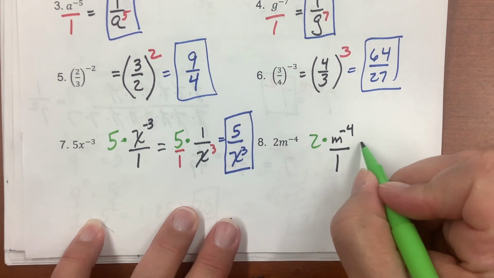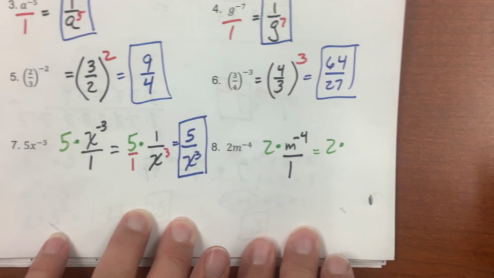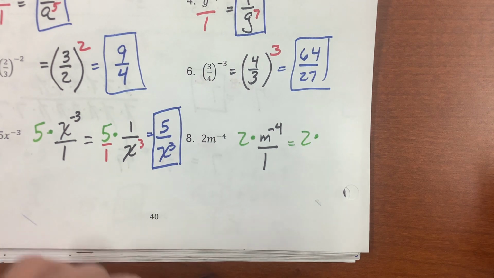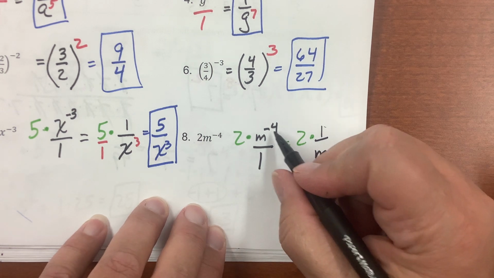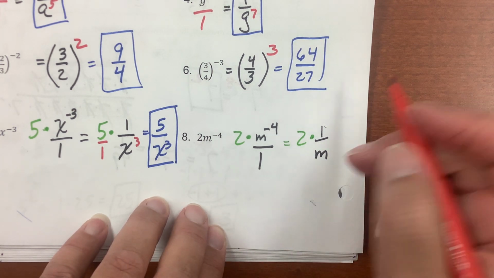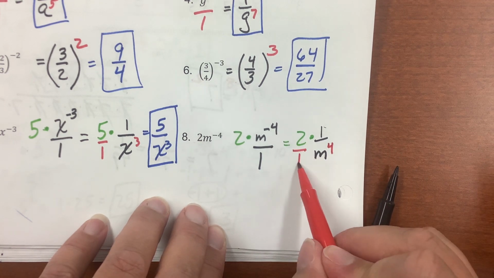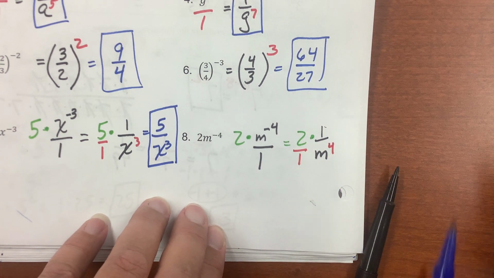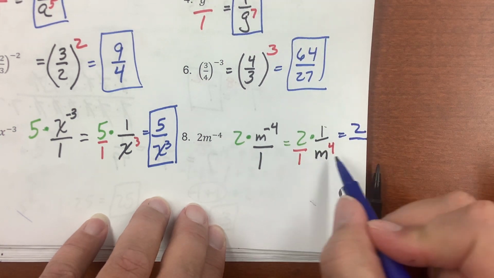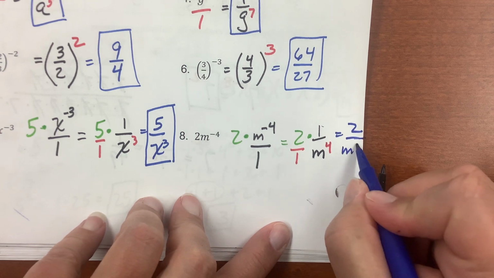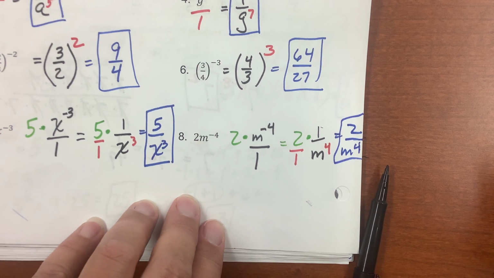And I get 2 times, well, once I flip over that base, I get 1 over m, and the negative fourth becomes a positive fourth. But I'm going to do the same thing. I'm going to put this 2 over 1, and I'm just going to multiply straight across. 2 times 1 is 2. 1 times m to the fourth, m to the fourth. So 2 over m to the fourth.